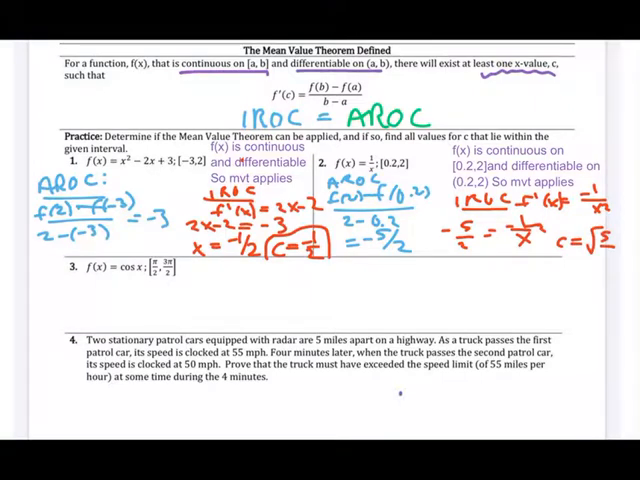And sorry, I said 2 over 5. Oh no, I did mean 2 over 5. So this is going to give us the square root of 2 over 5 is going to be that C value. Go ahead and pause the video and try and do number 3.